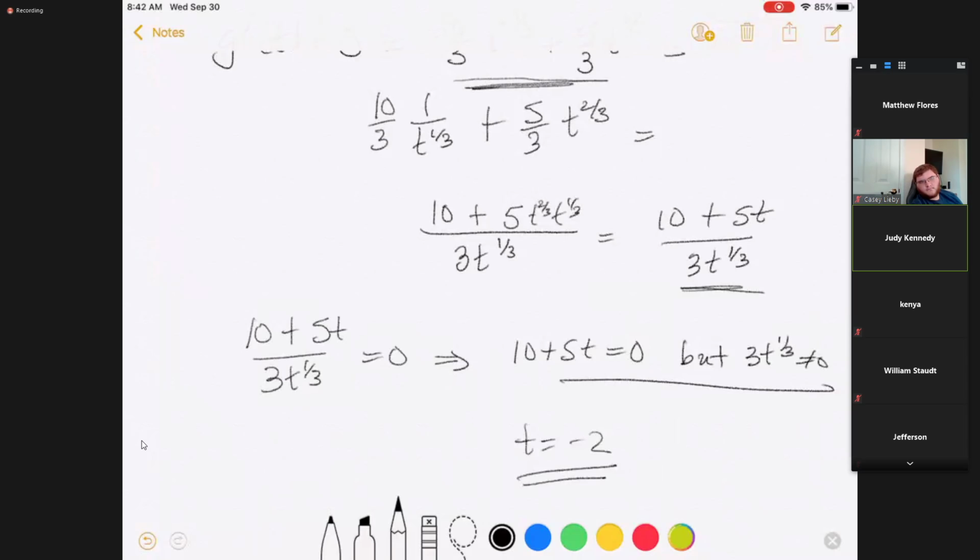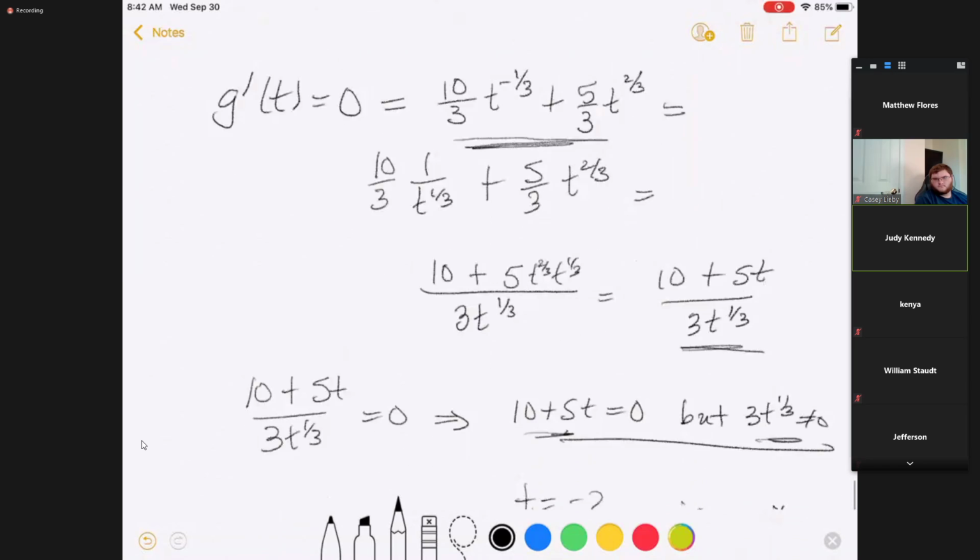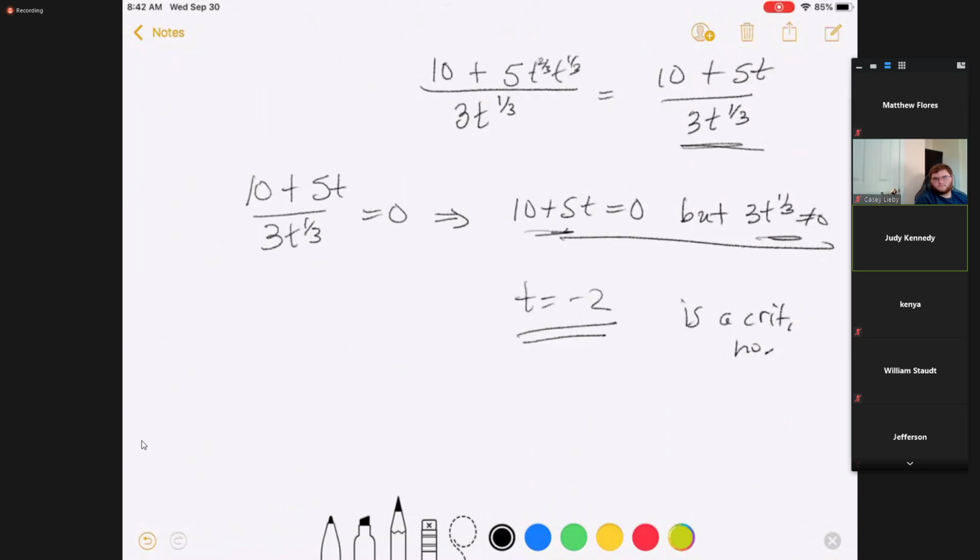You put -2 in for t, you get 0 with 10 plus 5t. But the cube root of -2 is perfectly well defined and not 0. So this part's not 0. Okay, so t equals -2 is a critical number. And that means that for this function, there are 2 critical numbers.